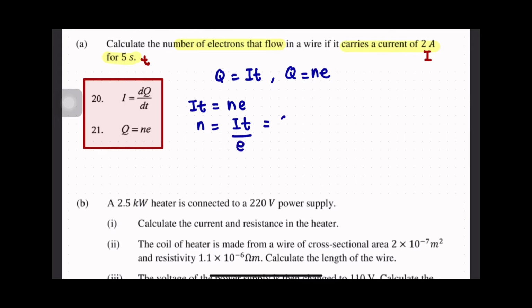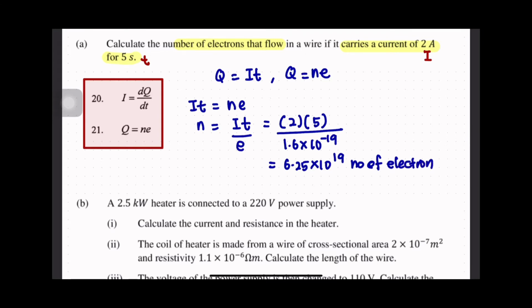Okay, so I is 2 ampere, T is 5 second, and then elementary charge 1.6 times 10 to the power of negative 19. So, you akan dapat 2 times 5 divide 1.6 exponent negative 19. Okay, 6.25 times 10 to the power of 19 number of electron. Sorry, huruf N. Macam tu.